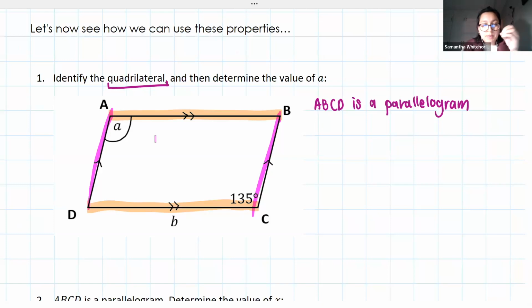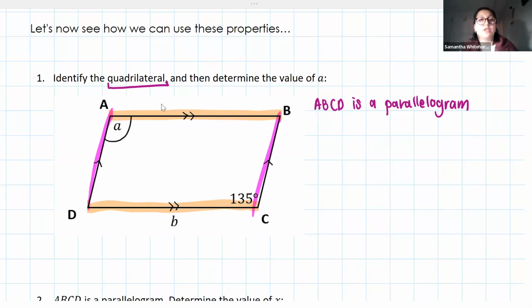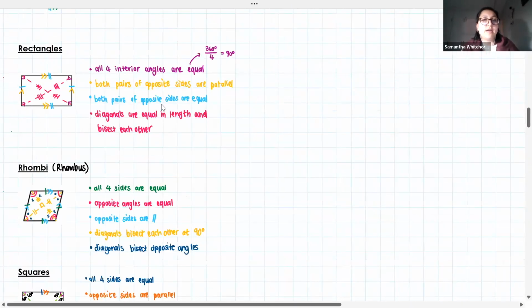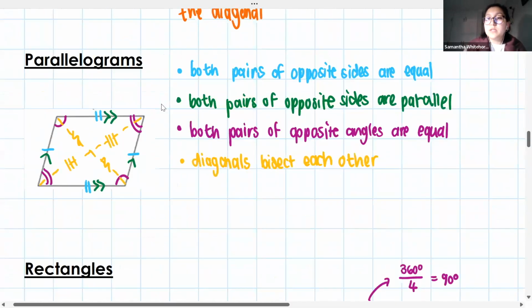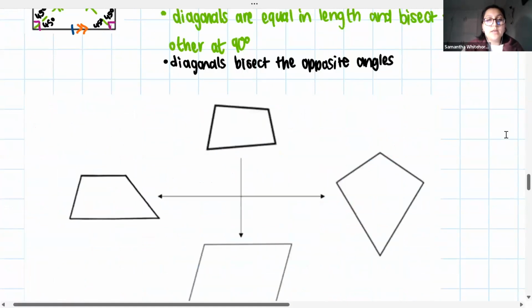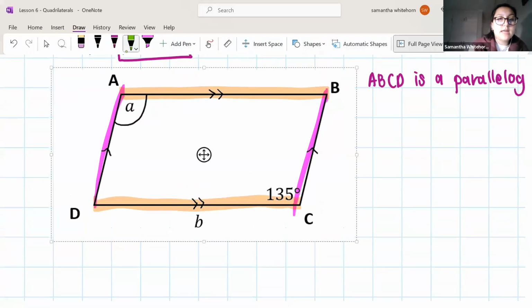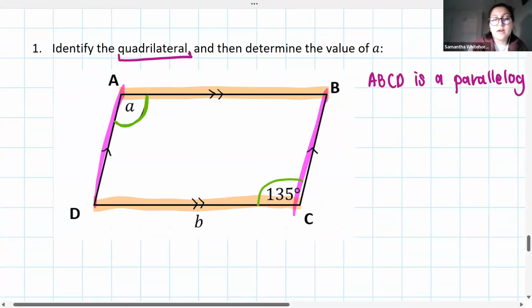Now that we know it's a parallelogram, we can use the characteristics of a parallelogram to answer the question, which is what is the size of angle A? Now guys, remember, if we just quickly jump back to our characteristics of a parallelogram, one of the important characteristics we said is that the opposite angles are equal to each other. So if we go back to our example here, we can see that we have been given the angle opposite to A. So here's A. I've given you 135 degrees.